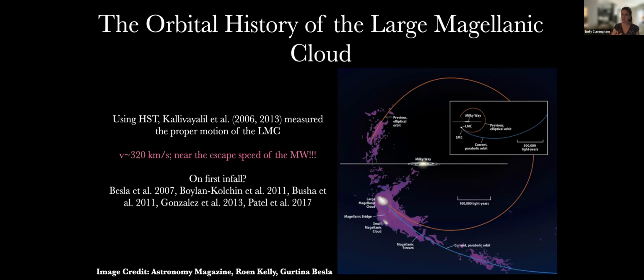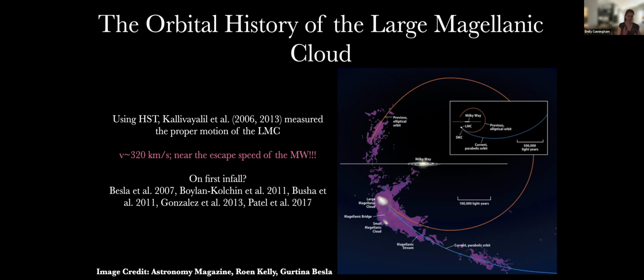Once she was able to measure its proper motion, it became clear that it was moving much too fast to be on a happy little 2 gigayear orbit, just going around the Milky Way. And this changed the whole field around the Large Magellanic Cloud and created this first infall picture, where we believe the LMC is on its first interaction with the Milky Way, rather than having orbited it for many, many gigayears.